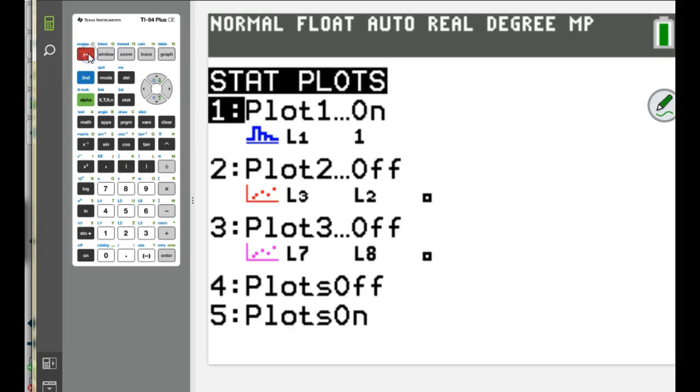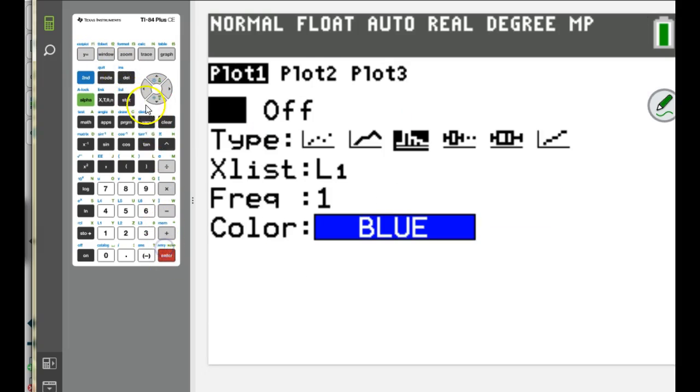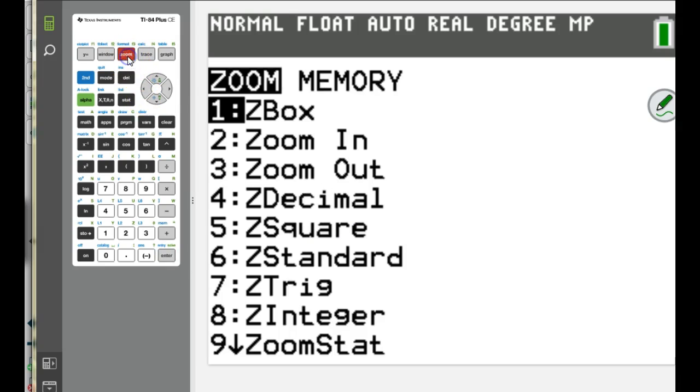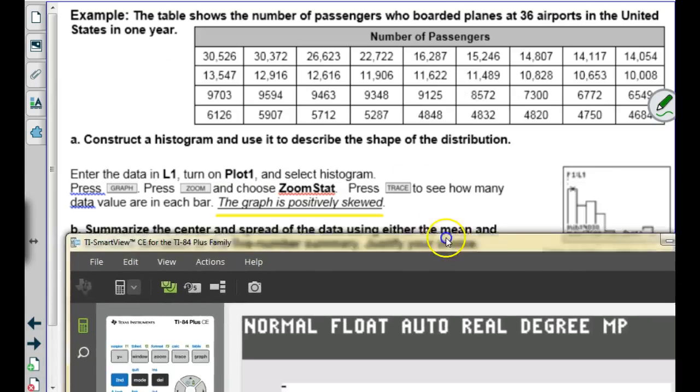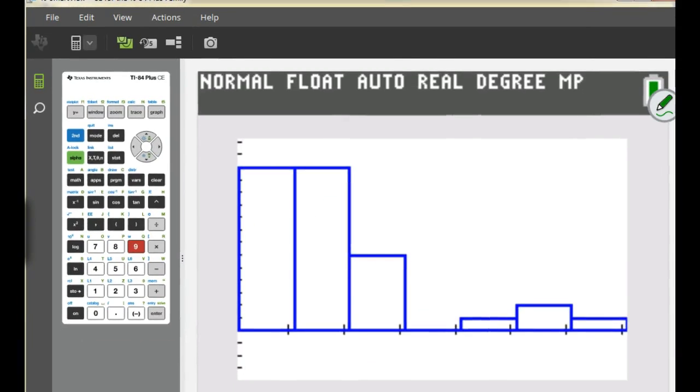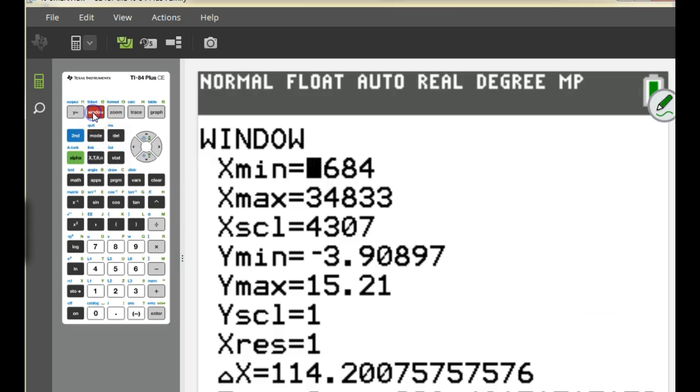Okay, let me make sure. You know what? I don't think I turned on list 3. I want it to graph list 3. All right, now I will try a zoom stat again. Does that look more like theirs? Okay. It's similar to theirs, but it's not exactly theirs, because when you do a zoom stat, it picks the window for you, and it's categorizing the data. It's going up by 4,307 every time. That's a really weird scale.